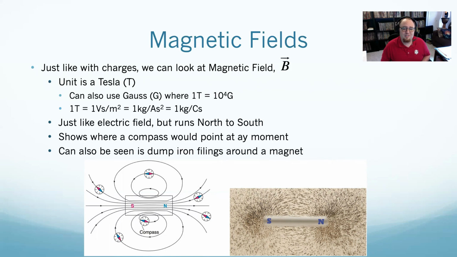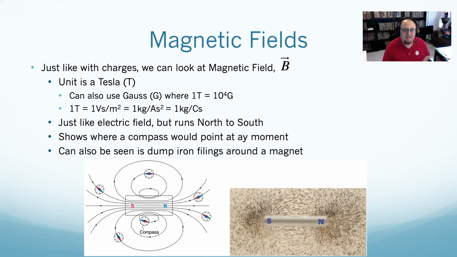Sometimes people use the units of Gauss. Well, 1 Tesla is 10 to the 4th Gauss. This is because a Tesla is a very strong magnetic field. When I used to do research, we had a 7 Tesla magnetic field, and that is strong enough that if you were actually in the field, it would be lethal. Like, they're very strong.